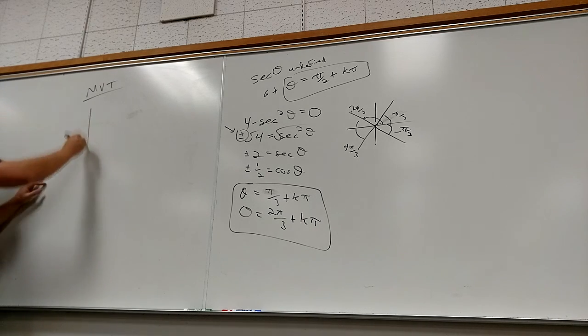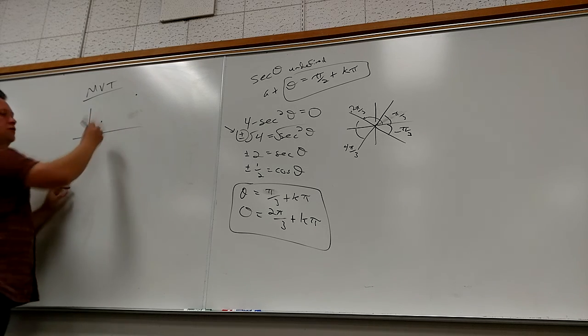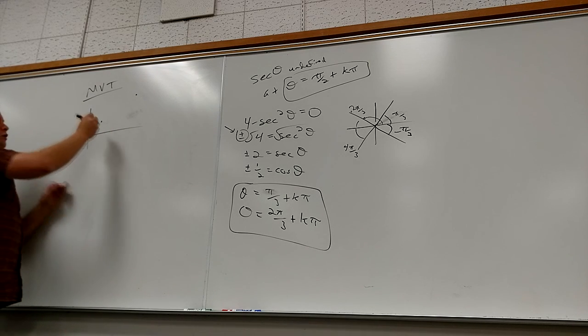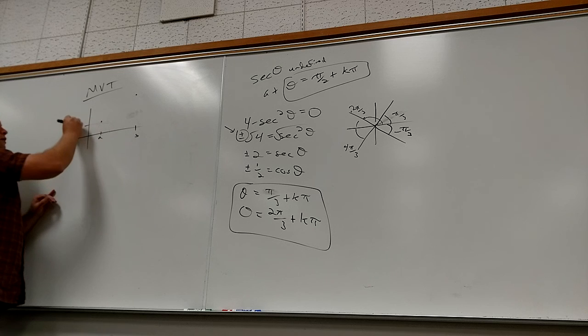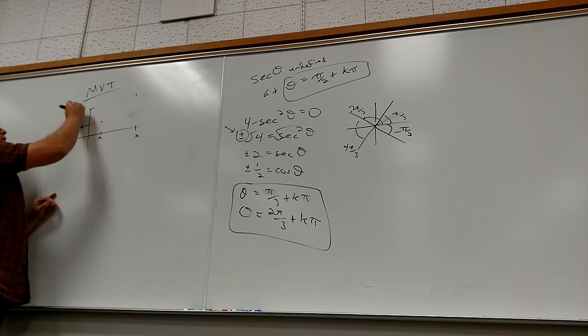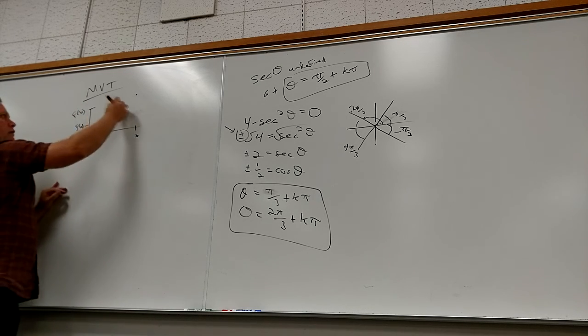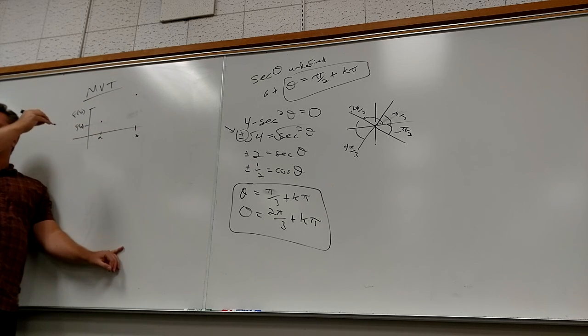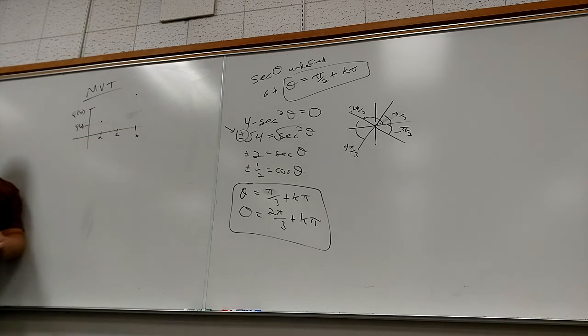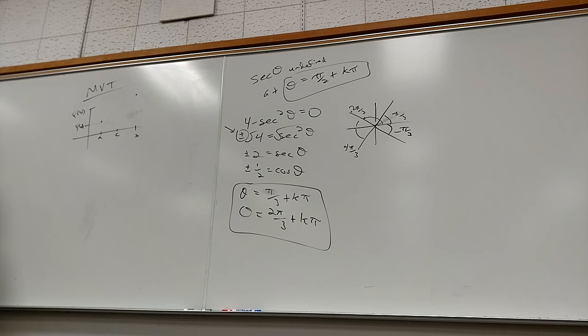Mean value theorem basically says, if I have a continuous function that goes from A to B, however it looks in the middle, there's got to be some point C where the slope at C is the same as the slope from A to B. Let me say that again.